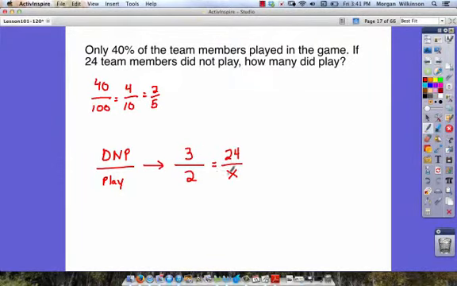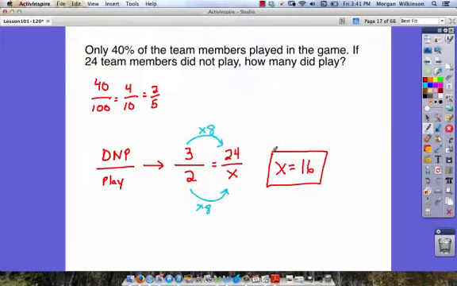How many did play? If we want to figure out our answer, well, we know that 3 times 8 is going to give us an answer of 24. So 2 times 8 must give us our x value. 2 times 8, well, that's going to be equal to 16. So in this problem, x is equal to 16. If 24 team members did not play, how many did play? 16 team members did play. We've got our final answer. We could box it and move on to our next question.